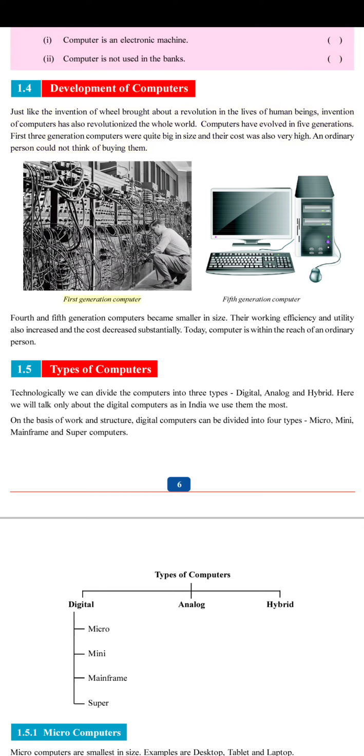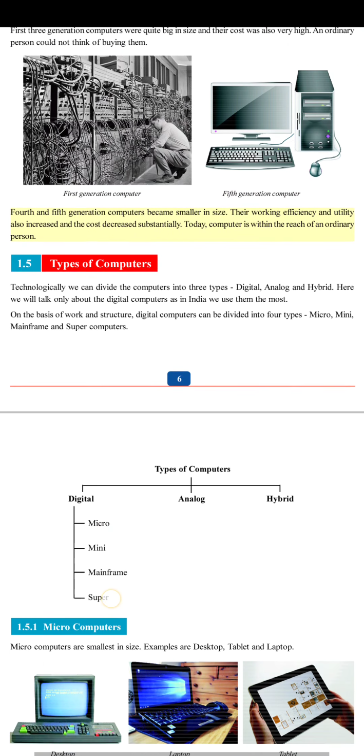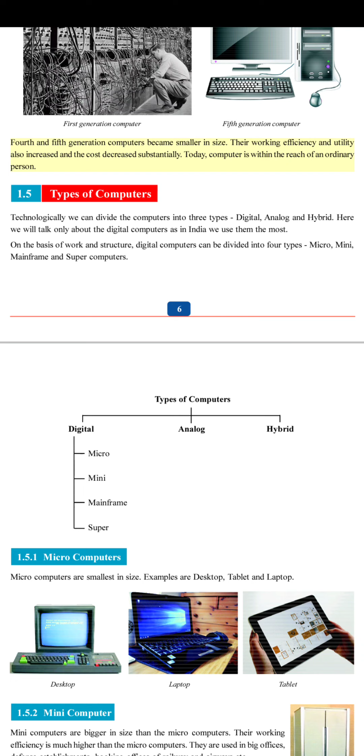First generation computer. Fifth generation computer. Fourth and fifth generation computers became smaller in size. Their working efficiency and utility also increased and the cost decreased substantially. Today, the computer is within the reach of an ordinary person.